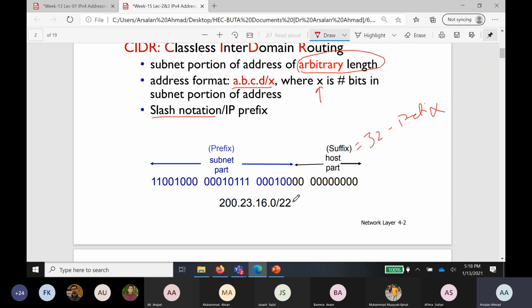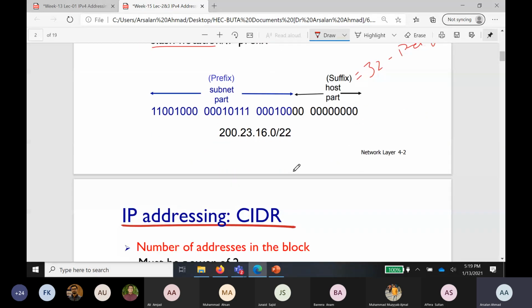Now what we are doing is saying that this is an address, and we have a subnet portion of arbitrary length. So 200.23.16.0/22. Now /22 means basically what? There is one concept also which is called supernetting. I have excluded that lecture, but we don't need to go into that detail. /22 means that the subnet portion is of these x bits.